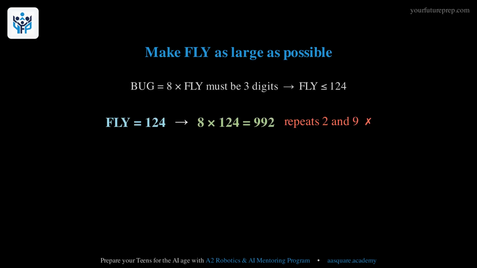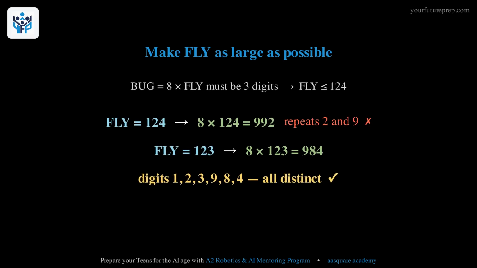We want the greatest number, so we make FLY as large as possible. But BUG, which is 8 times FLY, must stay a 3-digit number. So FLY can be at most 124. Also, all 6 digits must be different. Try 124. 8 times that is 992, which repeats a 2 and a 9. So it fails. Try 123.